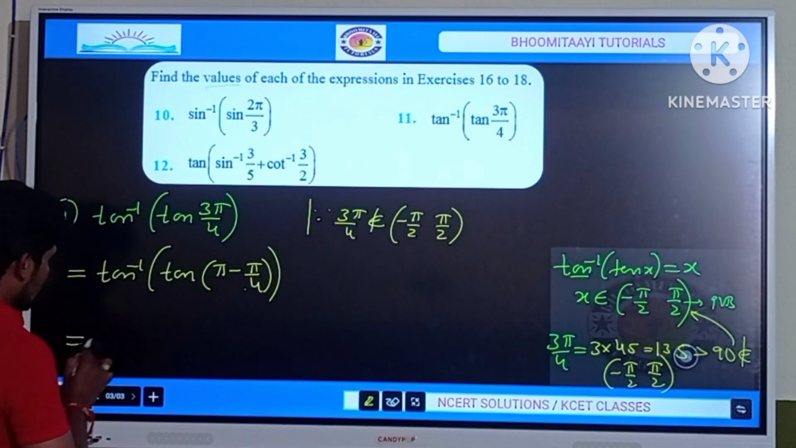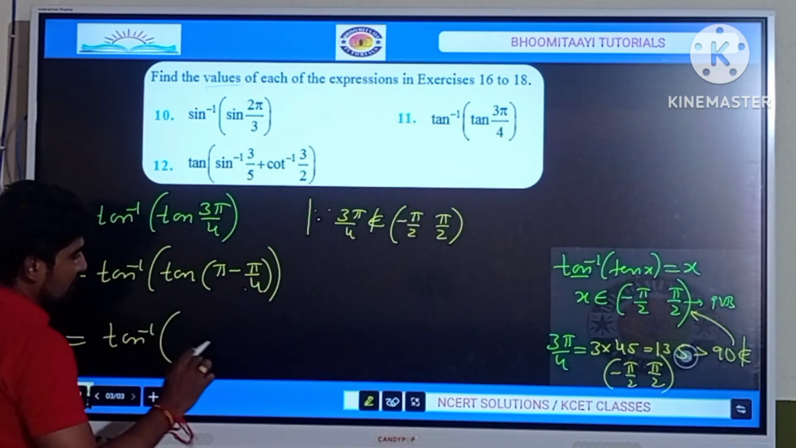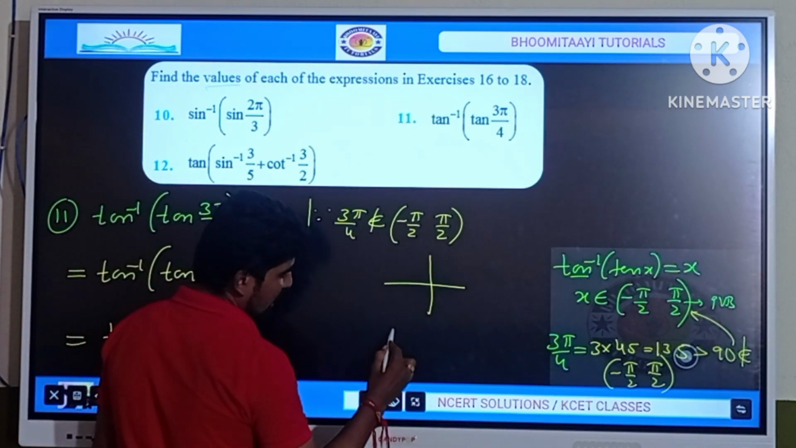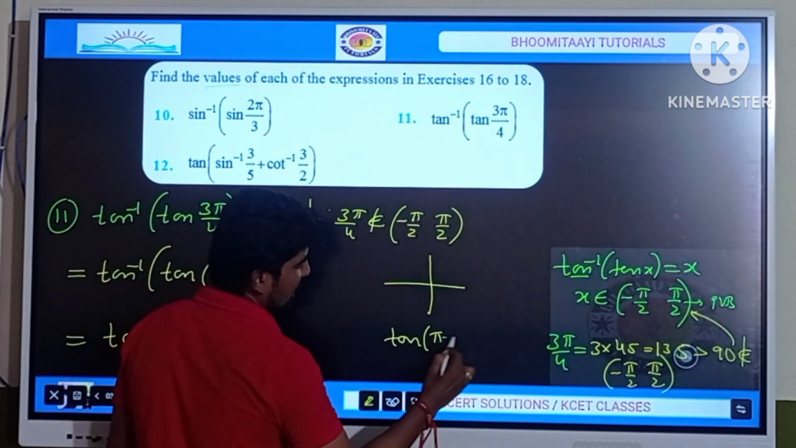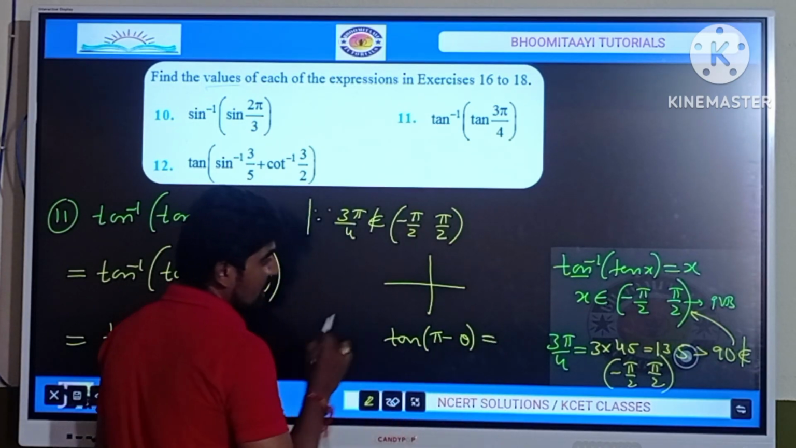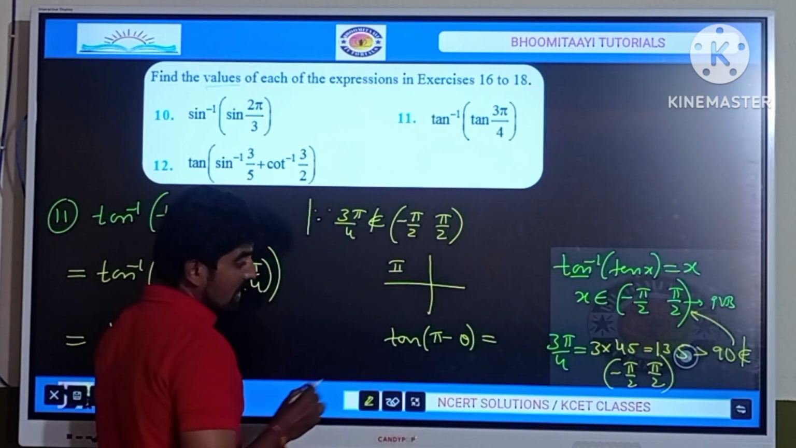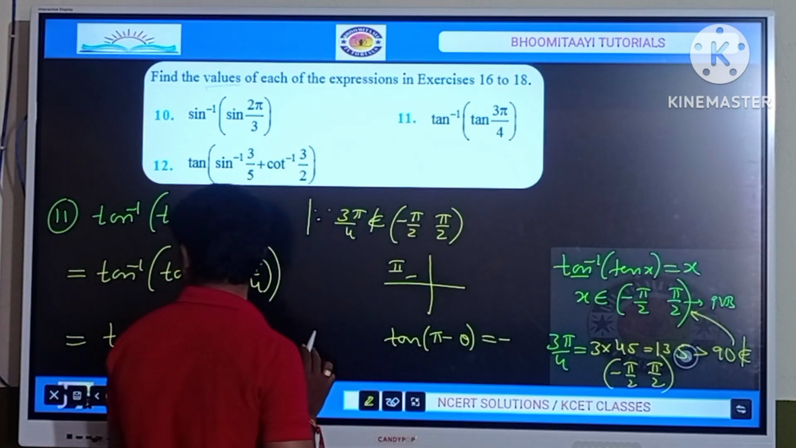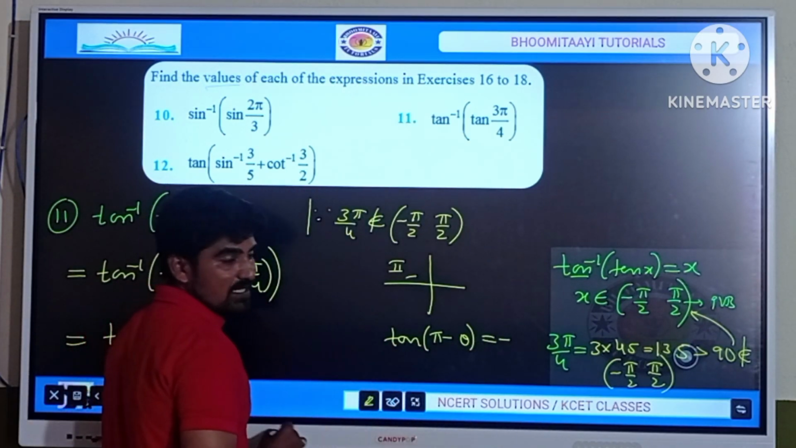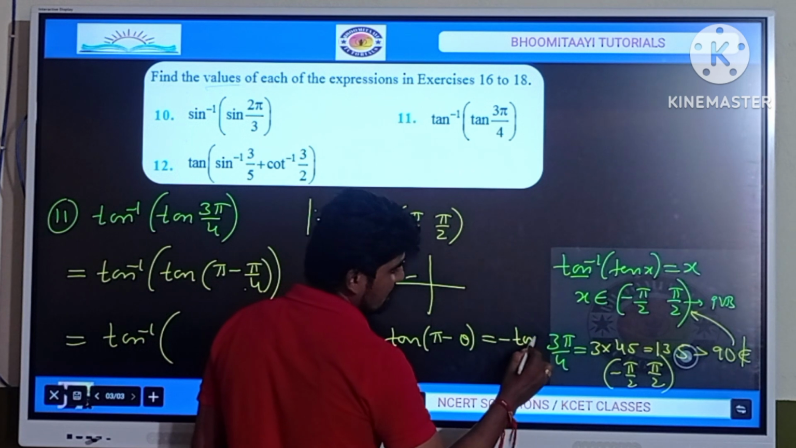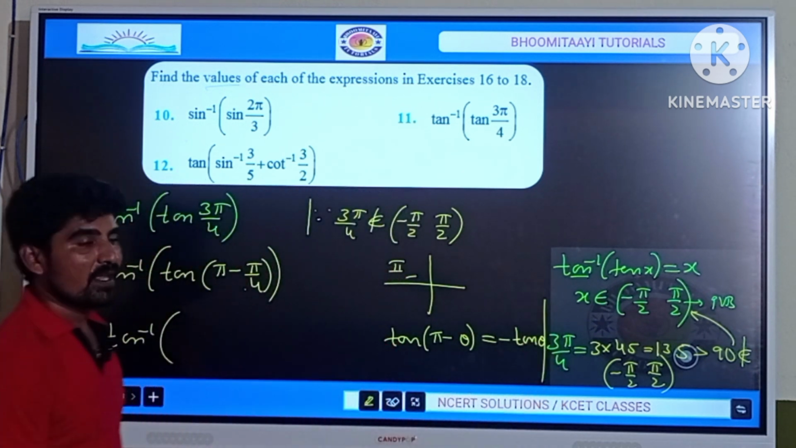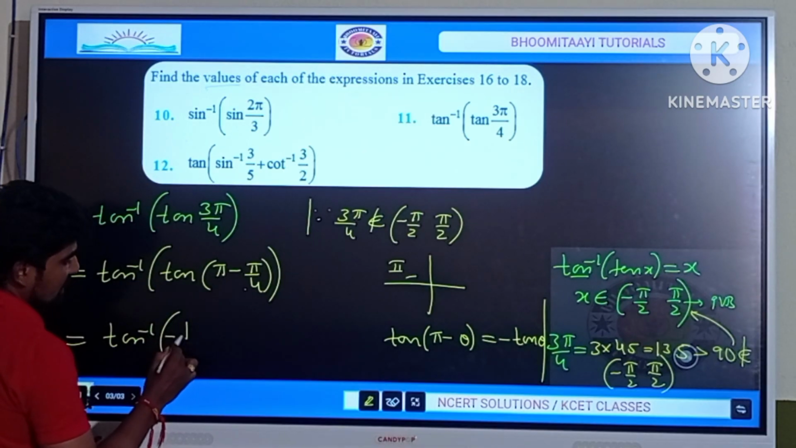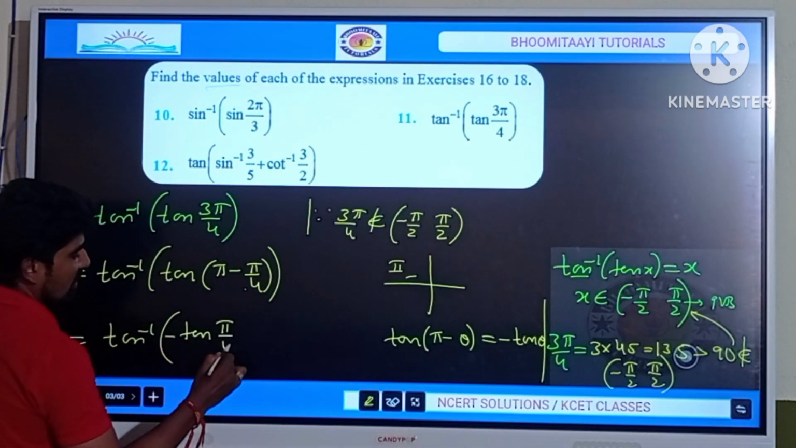Now this is equal to tan inverse of tan of 180 minus theta. So 180 minus theta lies in the second quadrant, and in the second quadrant tan is negative. Therefore this is equal to minus of, at 180 degrees tan as it is. So tan of pi minus theta is equal to minus tan theta. Therefore tan of pi minus pi by 4 is equal to minus tan pi by 4.